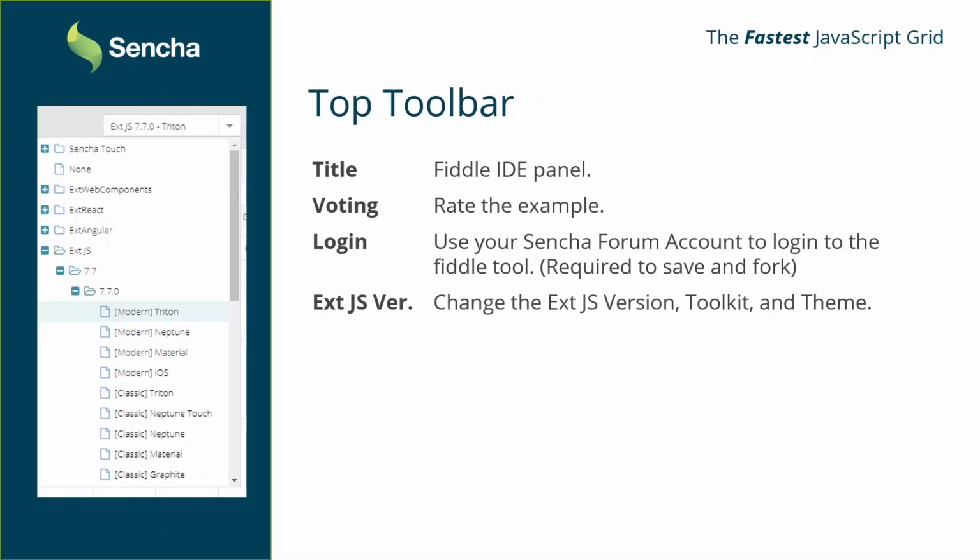And on the top, we have different options. We have the title to set up the title for your project. We have a voting system to select if you like it or not. I mean, the example you're creating or you're reading about. We have the login button, and we also have a panel where you can choose the version you're using and the toolkit you're using for your Sencha Fiddle.